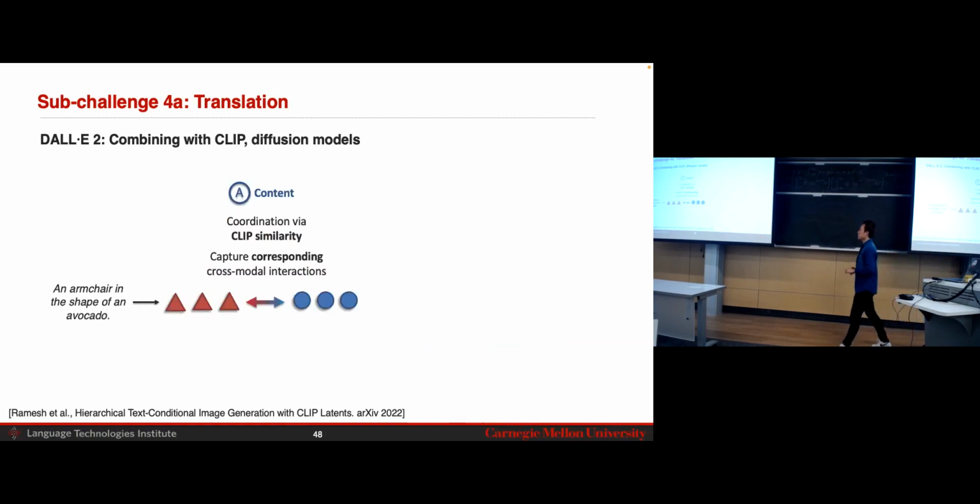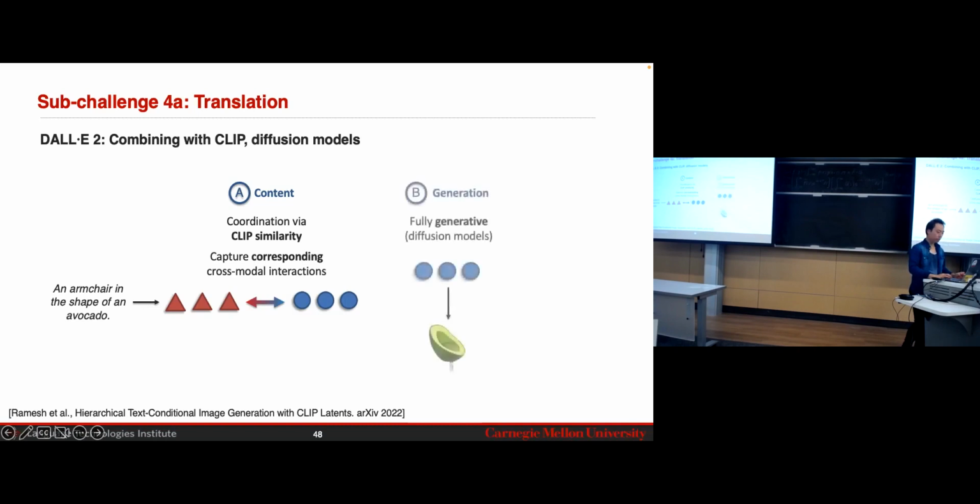But the underlying principles are the same, right? You first look at how the content is changed or maintained. And in this case, content was maintained by CLIP similarity. CLIP was the bidirectional model that captures the correspondence between text and image. And again, that maintains information content by capturing corresponding cross-modal interactions. And for the generative part, it was a fully generative model using diffusion models that generated these embedding layers to your actual image.